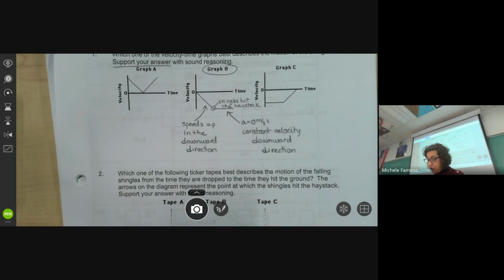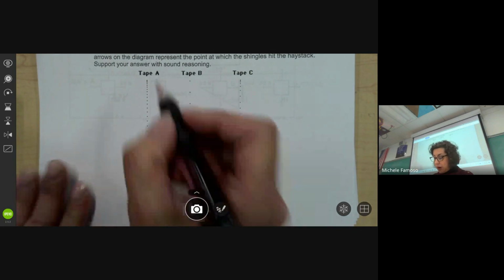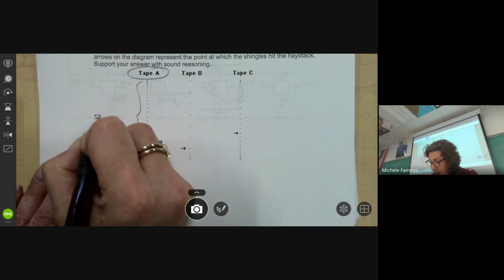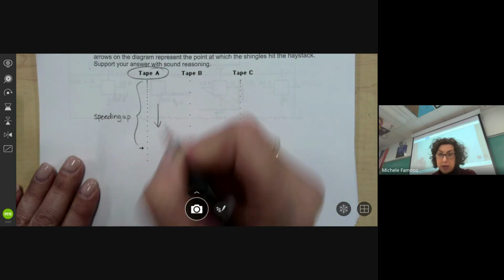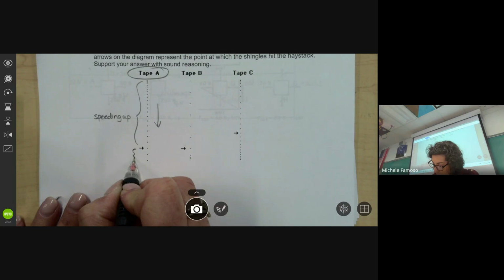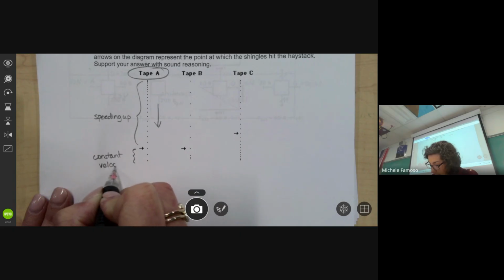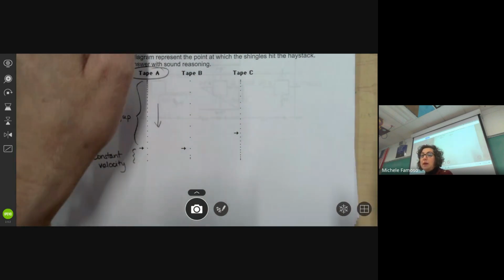And then in question 2, which ticker tape did you guys feel was the correct one to describe that? That is correct. It is tape A. And that's because in this top section, that's where we see it speeding up as we read it moving downward. And then here is where we have our constant velocity. And that arrow shows you the time point when it hit the haystack. Okay. Any questions on that? Okay. Then let's look at the homework worksheet.